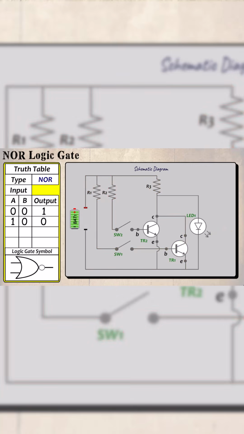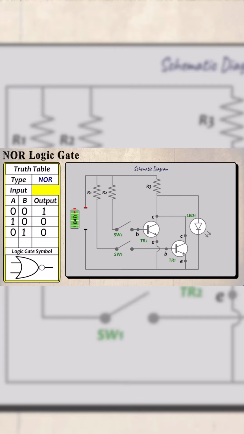This time SW2 is closed and current flows through R1 to SW1, which is open. It continues through SW2 and TR2 is switched on. The current then flows through R3 to the collector of TR2. Since TR2 is on, a voltage drop appears across the LED, which fails to light. So when the input is 0 and 1, the output is 0.